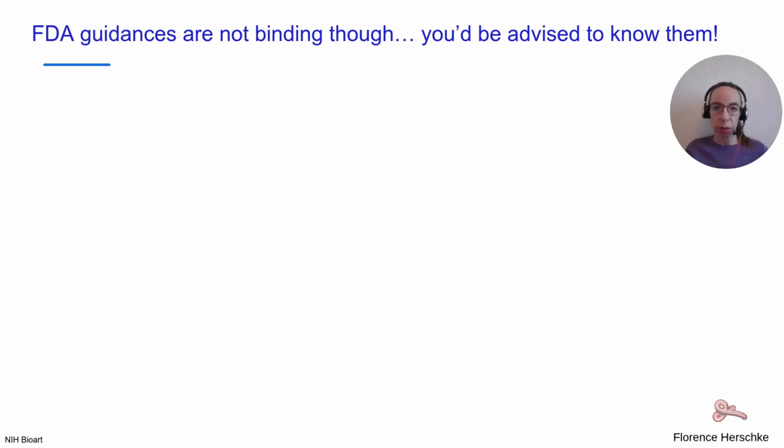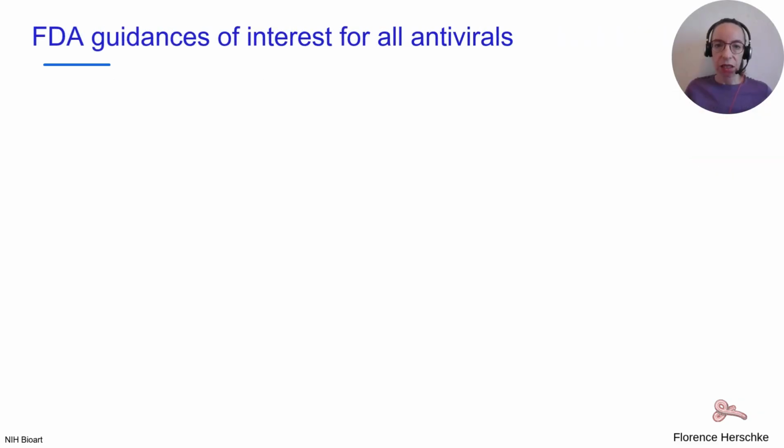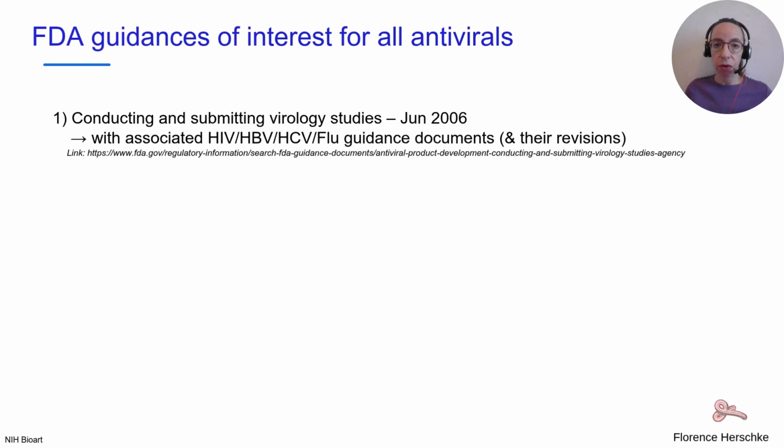Most guidance documents are on general processes for discovery and development. I will not discuss these today, as there are a number of very good YouTube channels on the subject. I present here one pharma guideline. Instead, I'll discuss today only the FDA guidance documents applicable to all antivirals discovery and development. There are 4 of them.